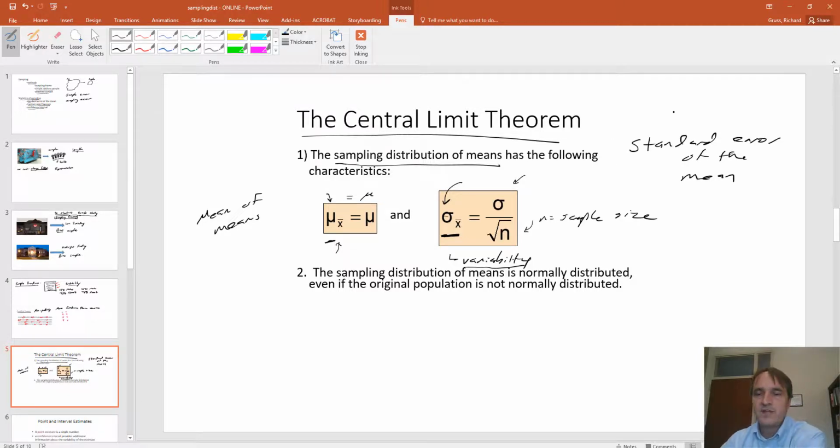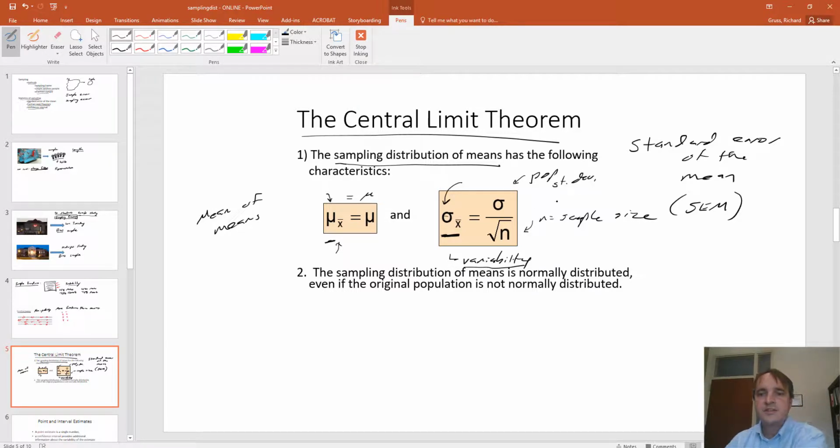Okay, so the standard error of the mean, or SEM for short. This tells us across samples how much variability we are going to have in our means. Notice that it depends on two things. This is the amount of variability that we have in our original population. Notice that this doesn't have a subscript. This is just the population standard deviation.